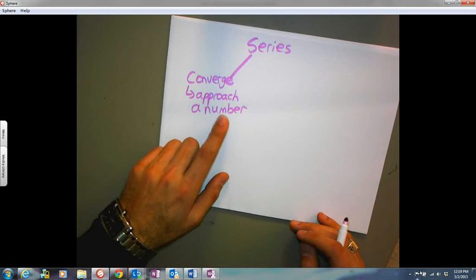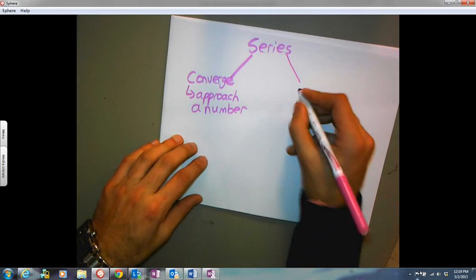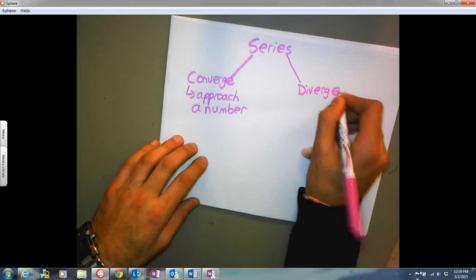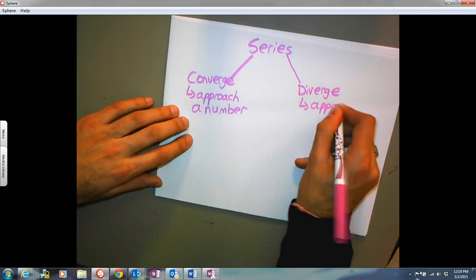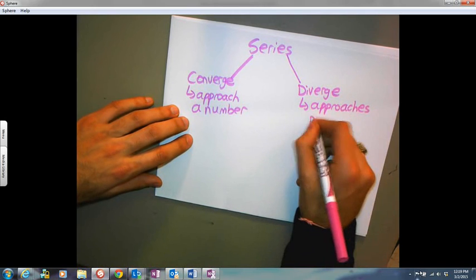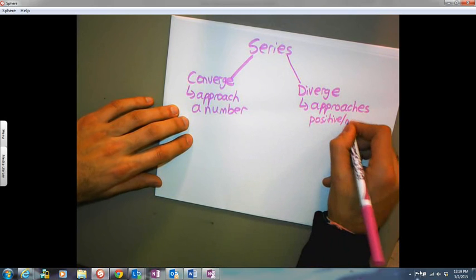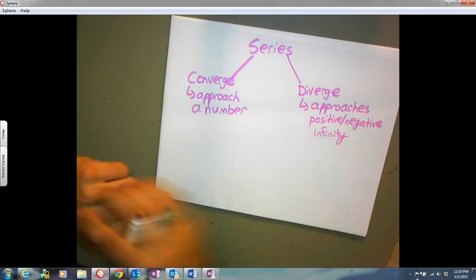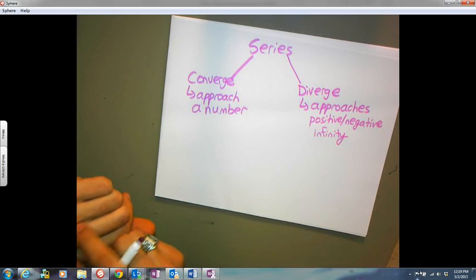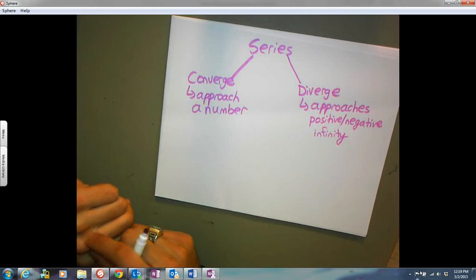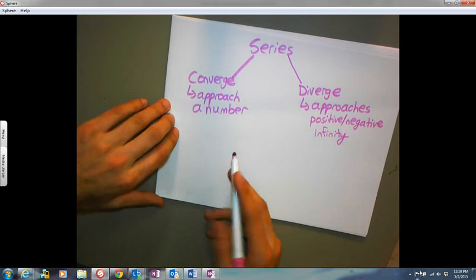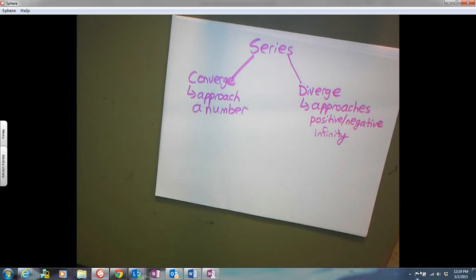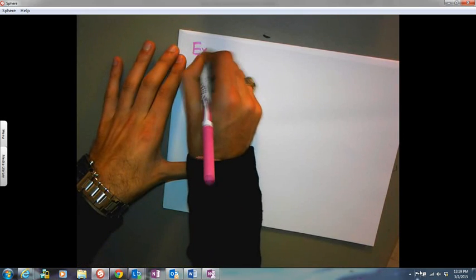And a diverge, if a series diverges, then it approaches either positive or negative infinity. What I want to do now is leave a little space in your notes. I'm going to do some examples, then we'll come in, fill in some of these definitions. So let's start with an example.